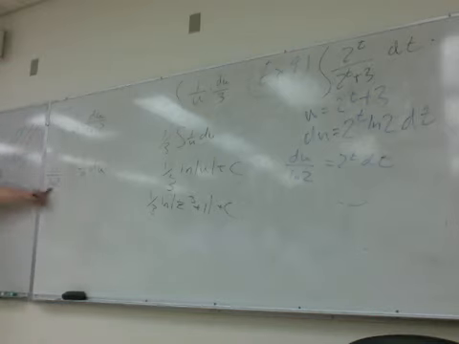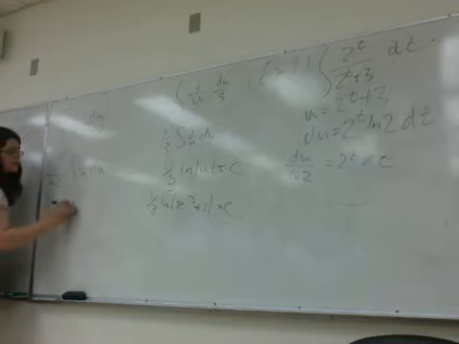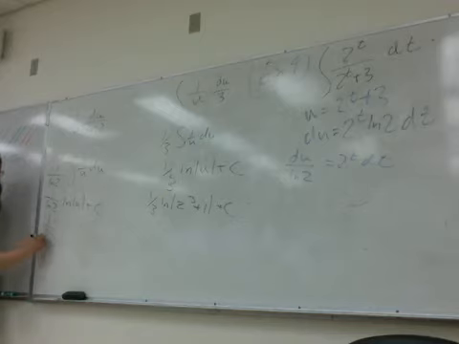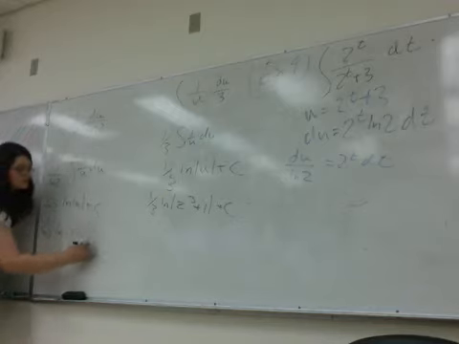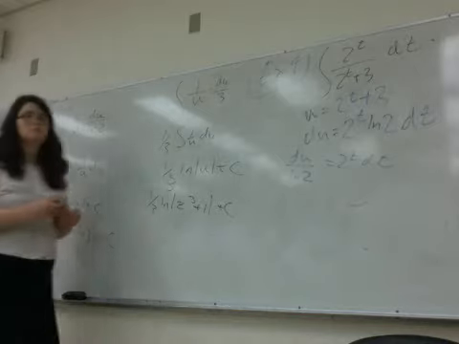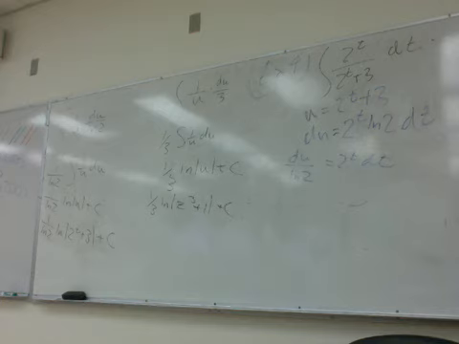Right? There's no t's, there's no u's in this thing. That's why it makes it a constant. It's an ugly constant, but it is just a constant. Integral of 1 over u is ln absolute value of u. And u here is 2 to the t plus 3. Any questions about example 4?